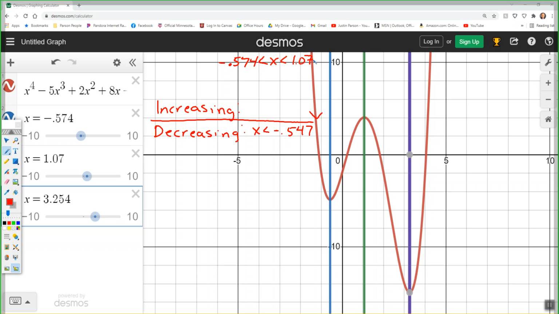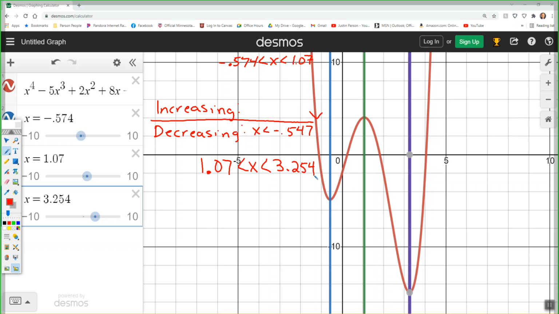Are we good there? Guys, I'm between the green line and the purple line now. Increasing or decreasing? So it's decreasing, and you'll write this down in your notes, decreasing from 1.07 to, what was this X value again on the purple line? 3.254. So it's decreasing for 1.07 less than X less than 3.254. Okay, are you guys writing these down in that note section?